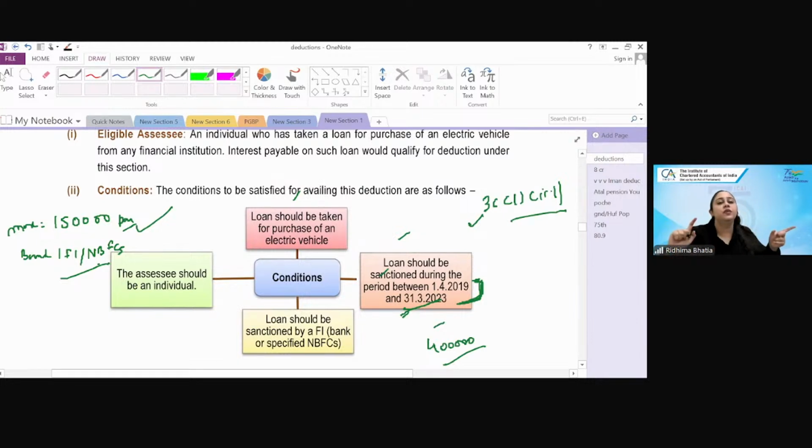4 lakh cannot be claimed on both sides. It is not that I will claim 150 here and 4 lakh there. That would be wrong. So remember, one interest, one expenditure, one time. Income cannot be taxed twice in the same year. Similarly, expenditure cannot be given benefit twice, either under the deductions head, or under the respective computation, or under the gross total income.